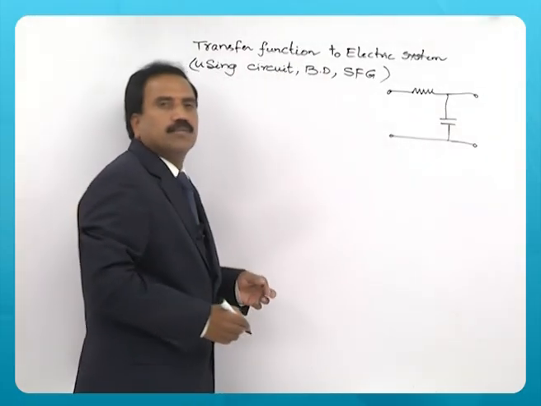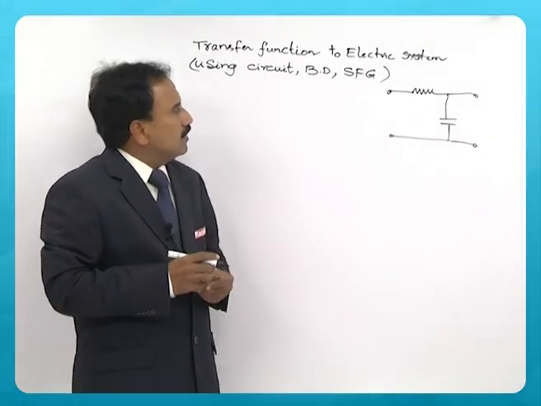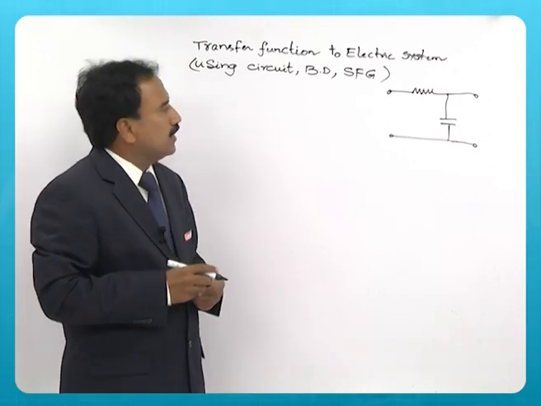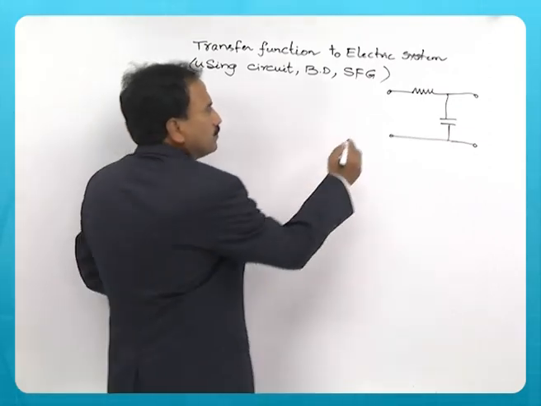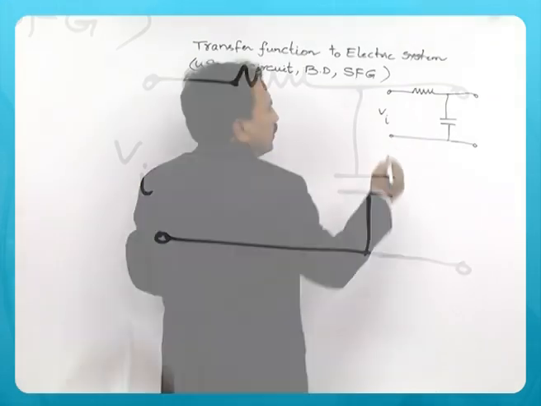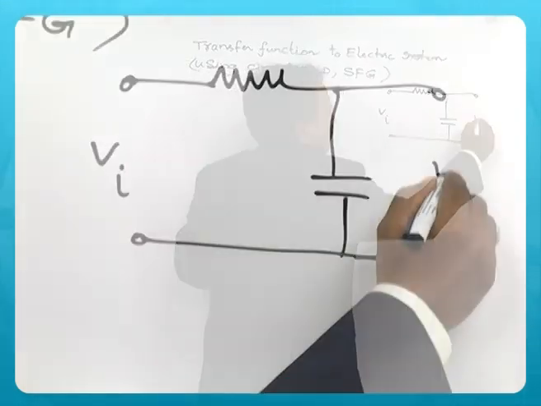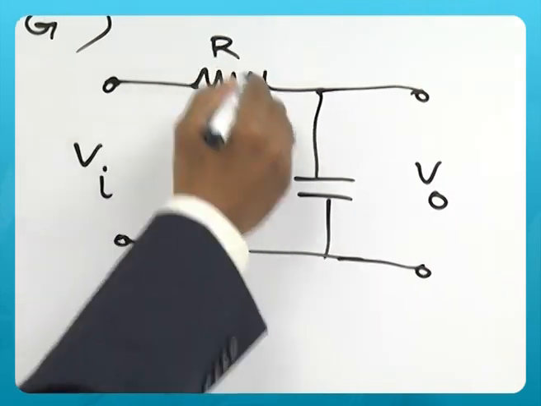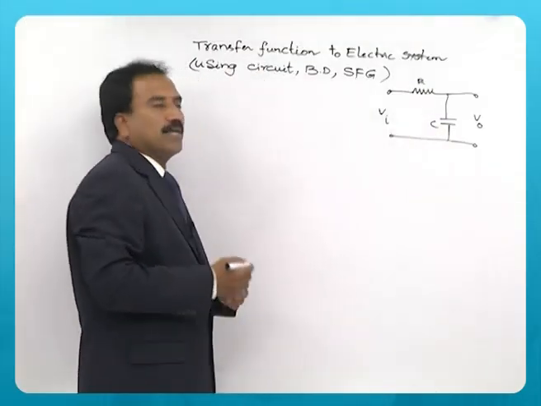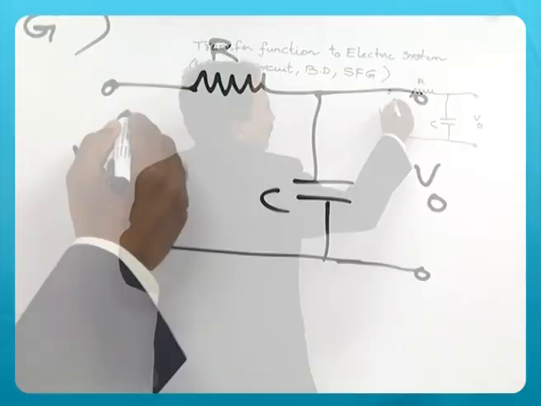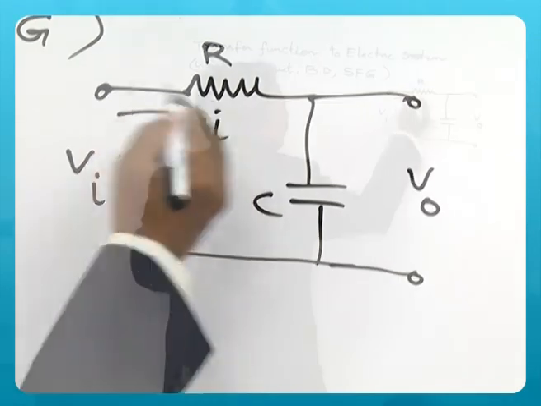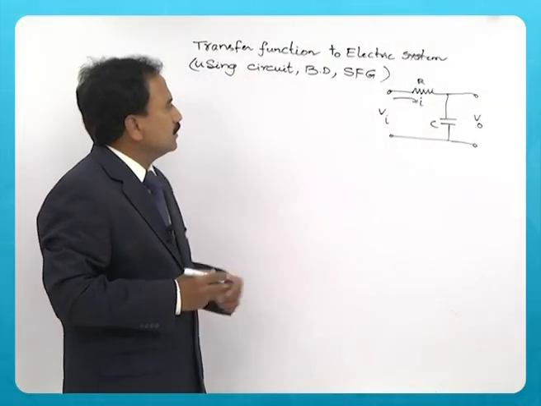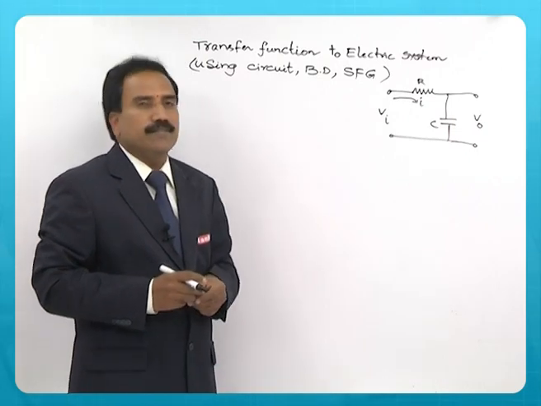It is a simple circuit. We have discussed even earlier how to find the transfer function. As you know, the input voltage is Vi, the output voltage is V0. R and C are passive elements. Then there is a current I that flows through the circuit when Vi is applied.